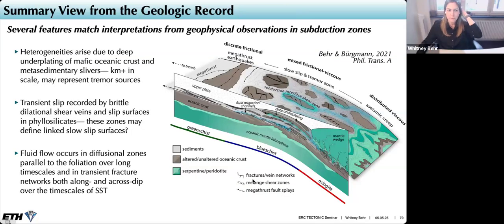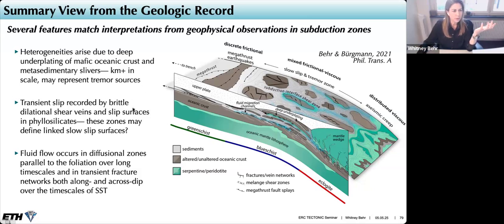So to summarize the view from geology, there's lots of features that match interpretations from geophysical observations. So we see these heterogeneities. They arise due to deep underplating of mafic oceanic crustal fragments and metasedimentary slivers and the juxtaposition between the two. By the time they get to the deep interface representative of the deep slow slip source, they seem to be kilometer in scale, which may mean that they can scale well with tremor sources.